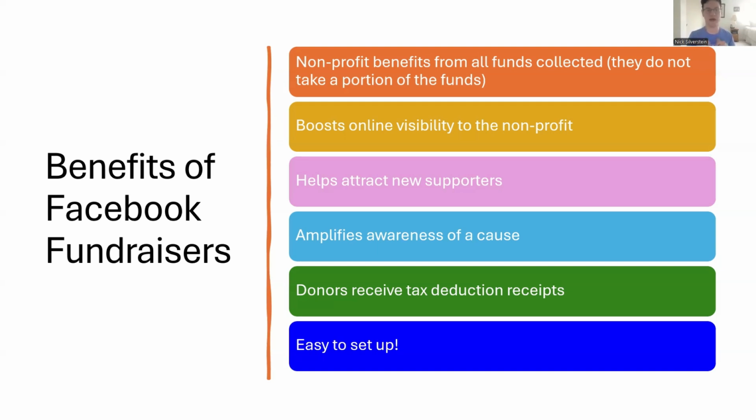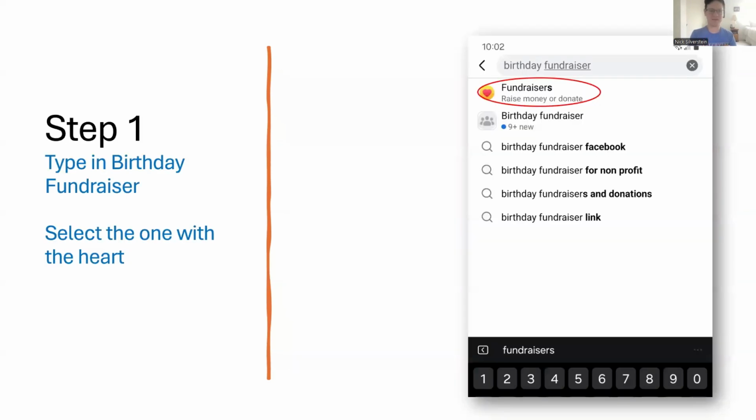And that goes right along with helping to attract new supporters. They see what RI has done for me and everybody else, so they want to give it a try. And it amplifies awareness. And if you donate, you can put it on your tax deduction receipt. And it's easy to set up, whether you're an expert on computers or you know the basics. It's very easy and it basically walks you through it. So next slide, please.